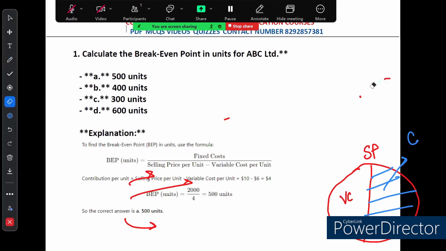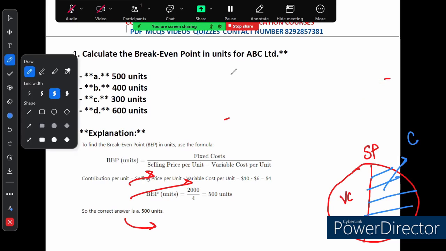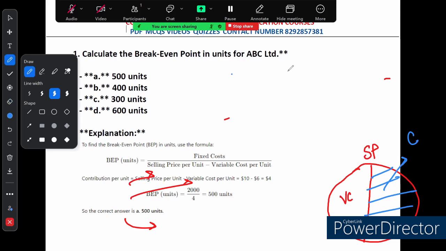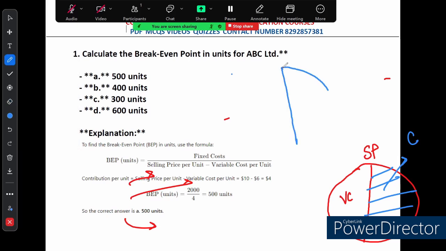And see, this contribution margin is made up of two things. Let me draw it again, I think it is not drawn perfectly. Yeah. Try to understand this concept. This is a very important concept. Once you understand it, you can solve any type of break-even point question easily. See, this is our contribution margin. It comprises two things: the first is fixed cost, and the second is profit. So two things are there in the contribution margin, that is fixed cost and profit.